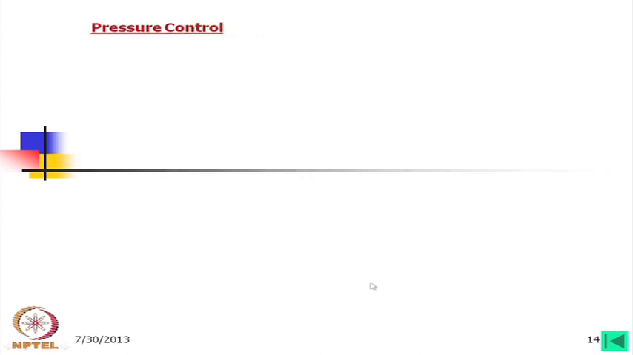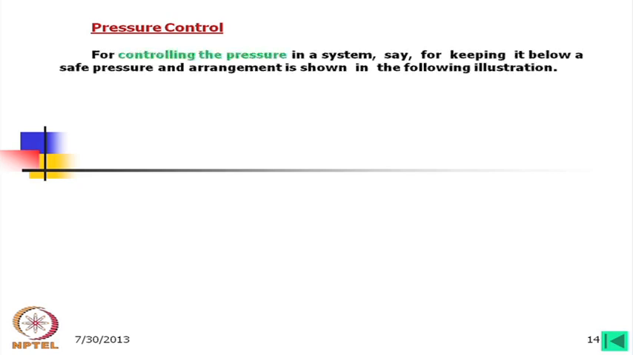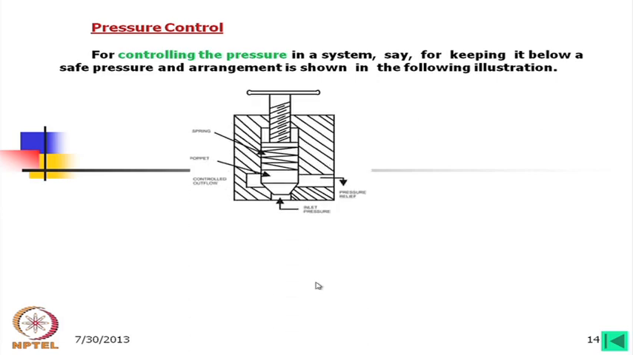Now, pressure control is done for keeping it below a safe pressure, and the arrangement is shown in the following illustration. Now, in this case, what is there? If you look into this figure, flow is going in from the bottom, and there is a body which is called poppet, it is under a pressure of a spring. The length of this spring again can be controlled by a screw.